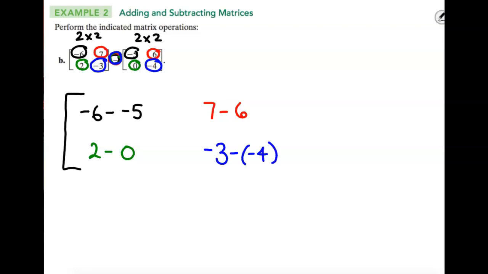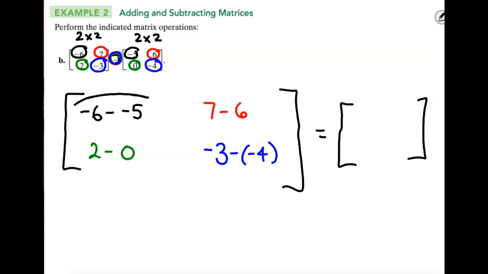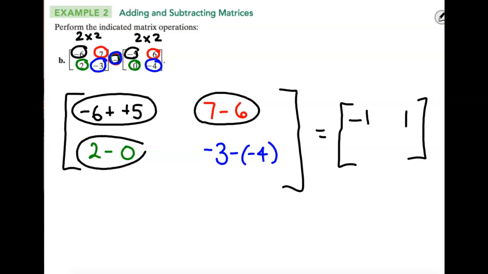Then we need to simplify those elements, and our result will be another 2 by 2 matrix. So here we go. Negative 6 minus negative 5. Change those signs, you're going to get negative 1. 7 minus 6, 1. 2 minus 0, 2. Negative negative turns that to a plus, so negative 3 plus 4 is 1. So there is your new matrix.